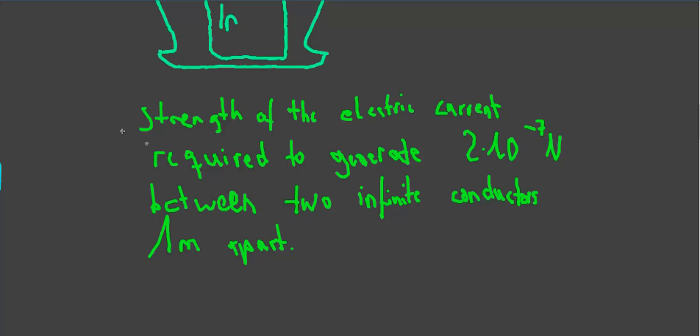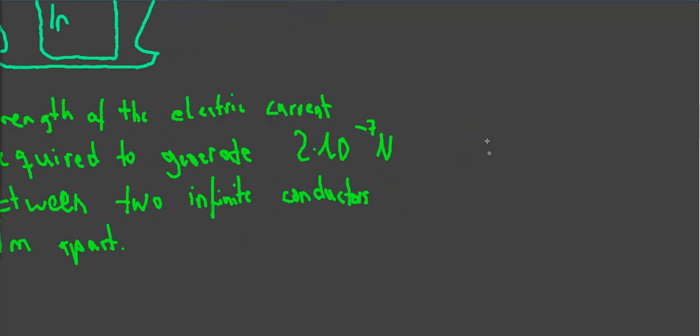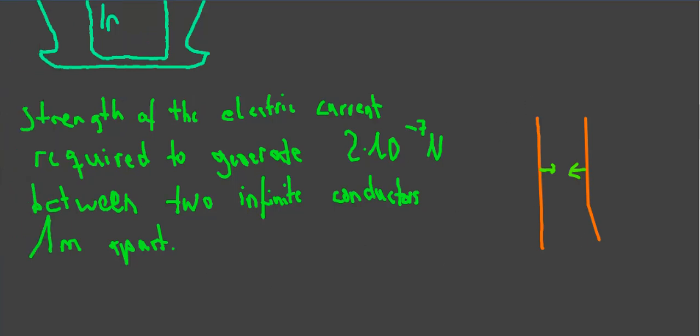So the conductors are infinitely long, just straight lines. They're 1 meter apart, and just because there's some current running through, a force is generated between the two, and we can measure that force. And if that force is 2 times 10 to the negative 7, then we have 1 ampere running through these conductors. Interestingly, this definition uses other definitions.